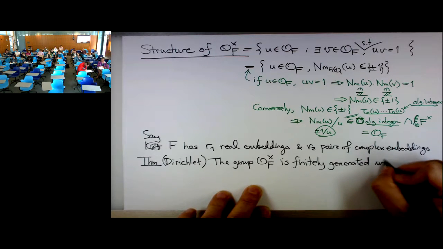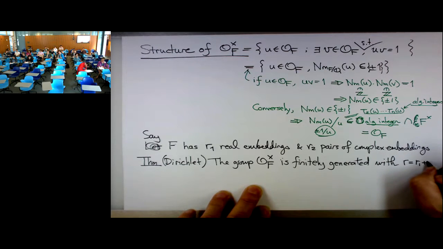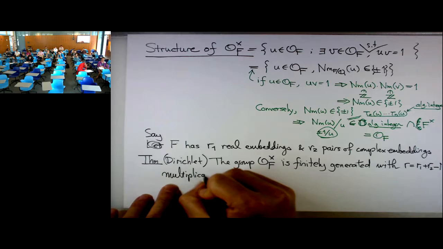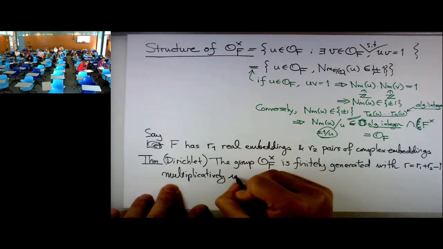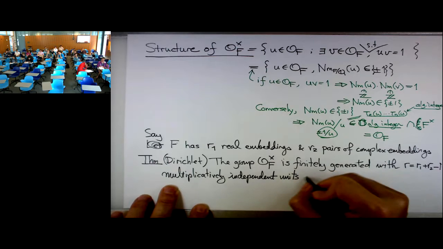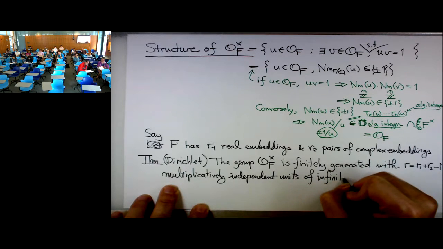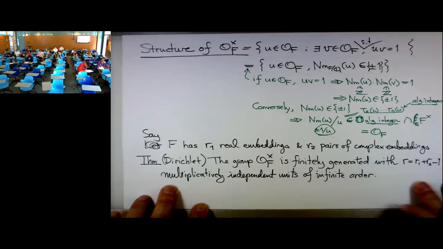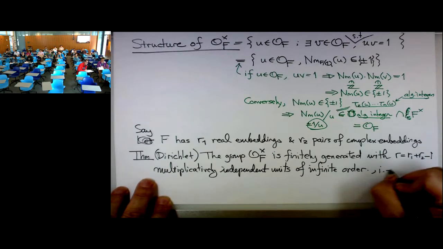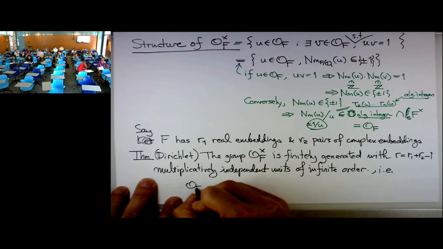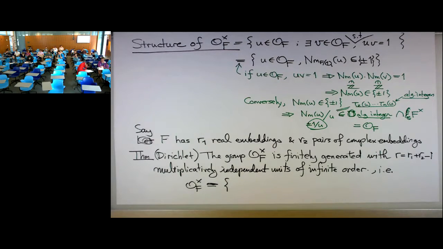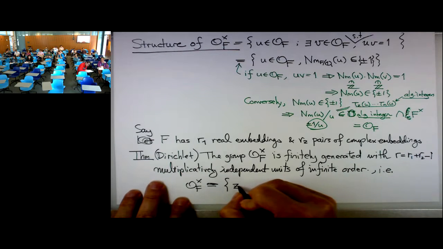You can find at most R1 plus R2 minus 1 multiplicatively independent units of infinite order. Let me finish writing. So let me be a little bit more concrete than this. It says that you can write every unit in O_F cross in the following form: there are some roots of unity.